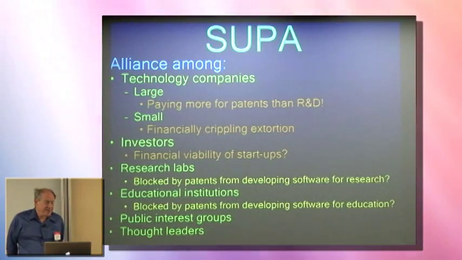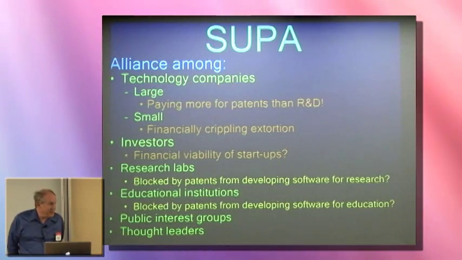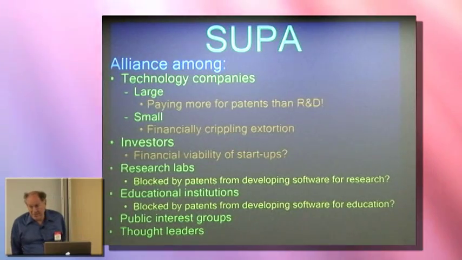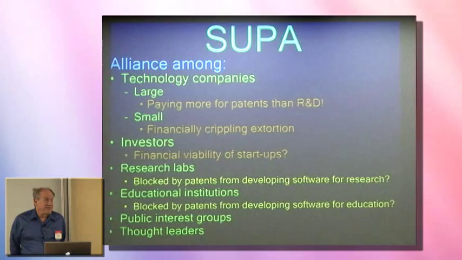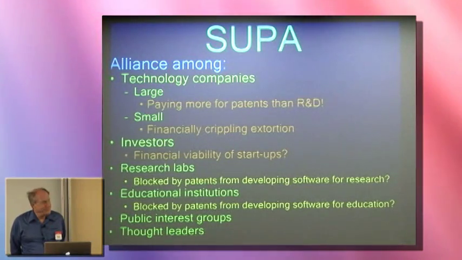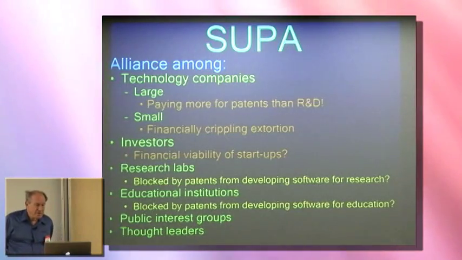And thought leaders. So we think there's a natural alliance here. And the only guys we're leaving out are the trolls and their lawyers. Of course, the trolls and the lawyers are making billions of dollars right now. So you think they're going to take this line down? Probably not. Okay, so that's SUPA.